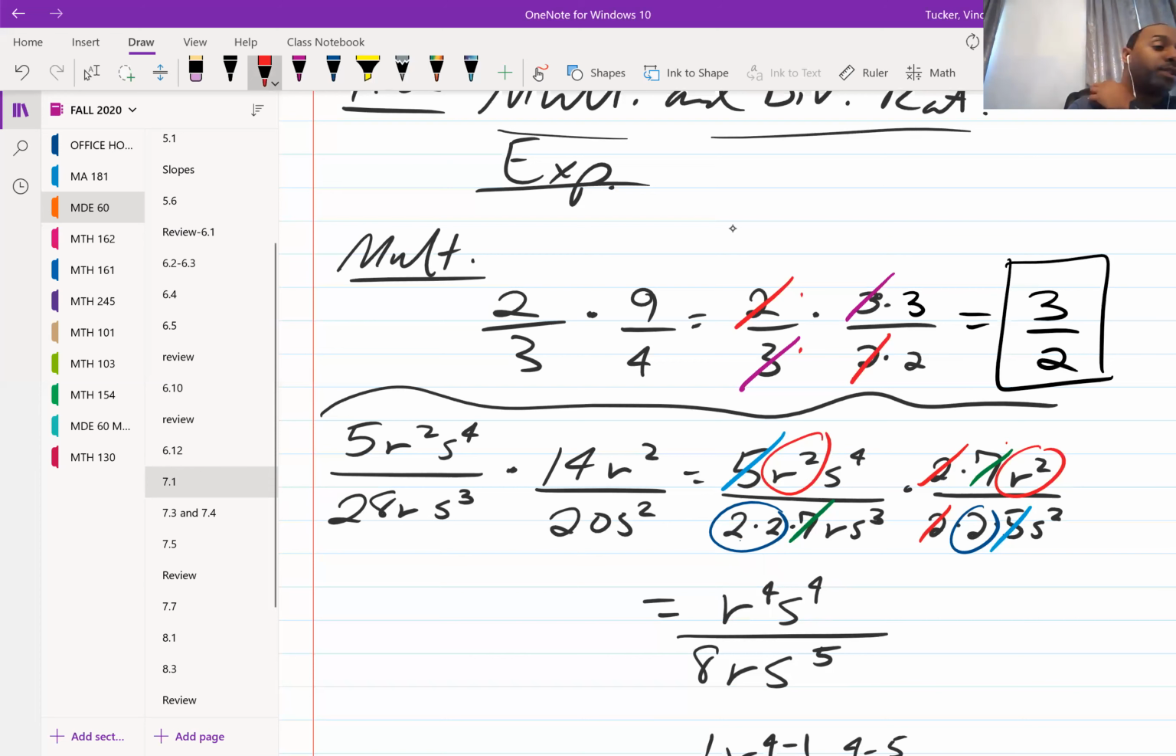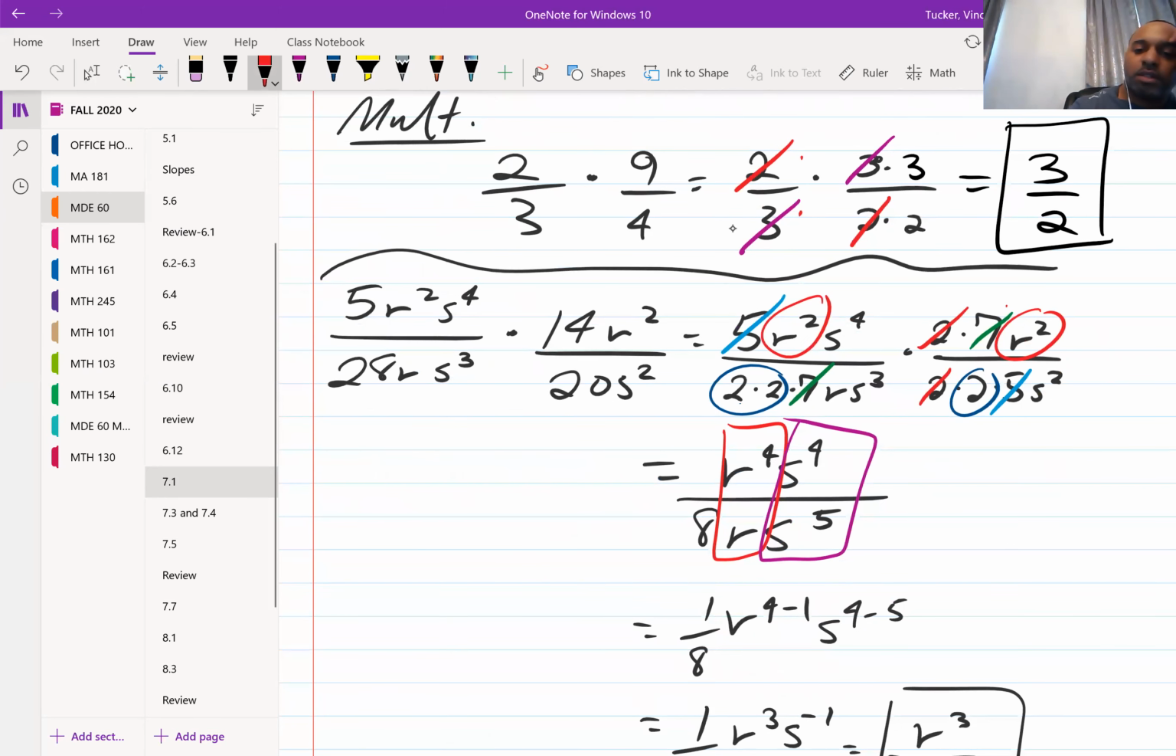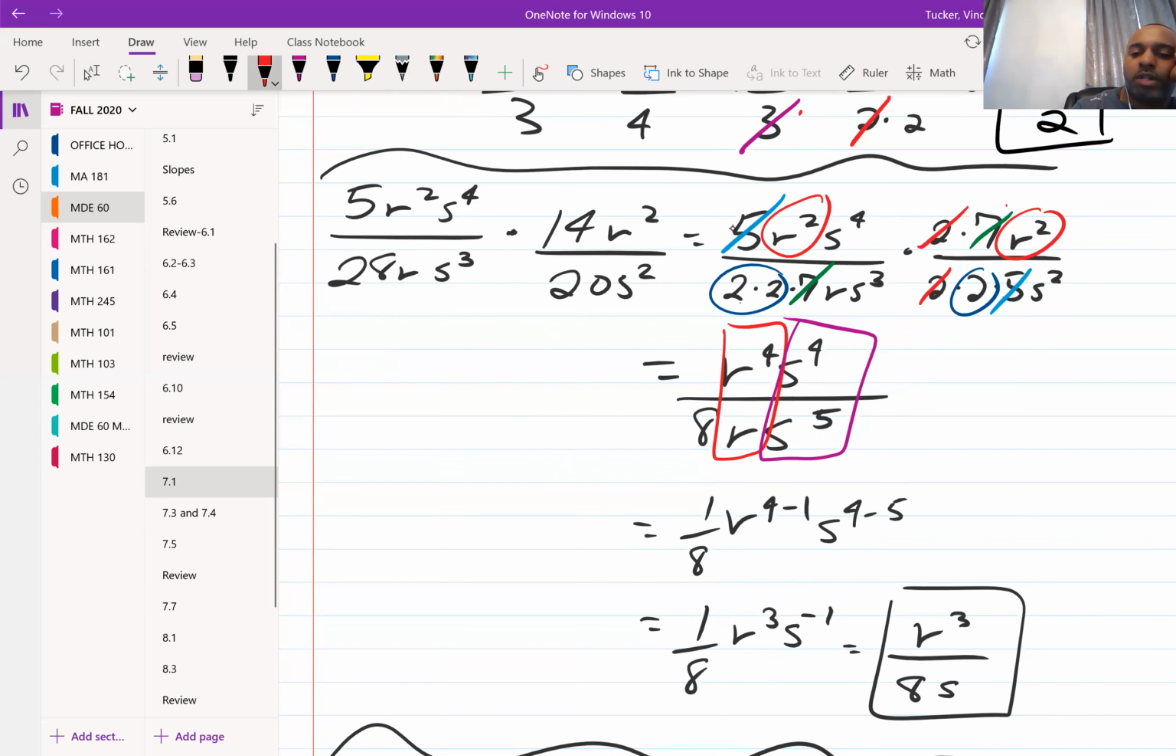So now we still can reduce this because we have r to the 4th over r, and we have s to the 4th over s to the 5th. So don't forget, when you're dividing your terms, you subtract your exponents. So that's 4 minus 1 for r, 4 minus 5 for s. So that's r cubed, s to the 1st power. And then don't forget, if you have a negative exponent, you bring it down to your denominator. And so this would be your most simplified way of expressing that answer.